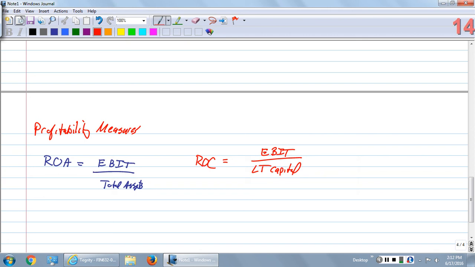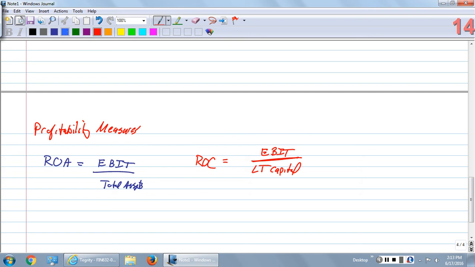So who is supplying long-term capital to the firm? Shareholders are, because shareholders have purchased stock and have an equity investment, and also the purchasers of our debt, of our bonds, the long-term debt. And so this is telling us what is the return to our investors, or what's the return based upon the level of long-term capital that we've been able to raise and invest in the firm.